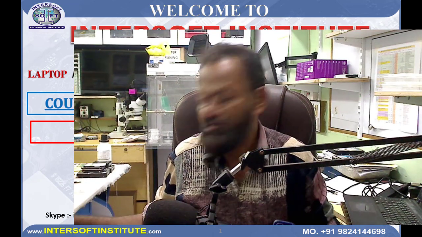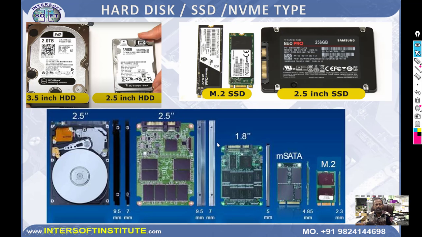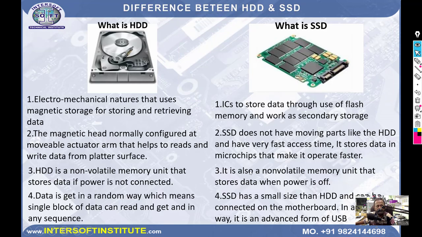So how to identify the type of SSD, we will show you with this hard disk. This is the first chapter of SSD basics. There is the 3.5 inch big desktop hard disk and the 2.5 inch laptop hard disk, and like that M.2 SSD and 2.5 inch SSD. Hard disks look very thin like this, and SSDs also come in 2.5, 1.8, mSATA and M.2. There are different sizes of SSD.